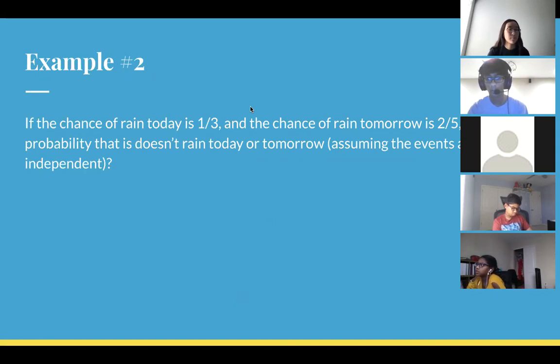Remember, you're going to be multiplying the probabilities, not adding.